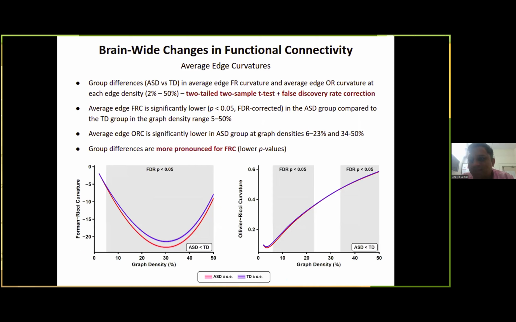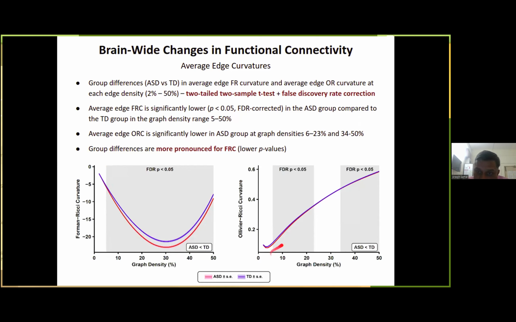All the statistical aspects of it, we have put the data set through rigorous statistical evaluation to ensure that any conclusions that we draw are robust. What we are able to show, if you look at what we have shown here, is that we have graph density from 2% to 50%. The blue curve is for the control group, that is the cognitively normal group, and the red curve is for the Forman-Ricci curvature of the subjects with autism spectrum disorder. As you can see, from about 5% without any break, the Forman-Ricci curvature is clearly less for autism spectrum disorder subjects than for typically developing brains.